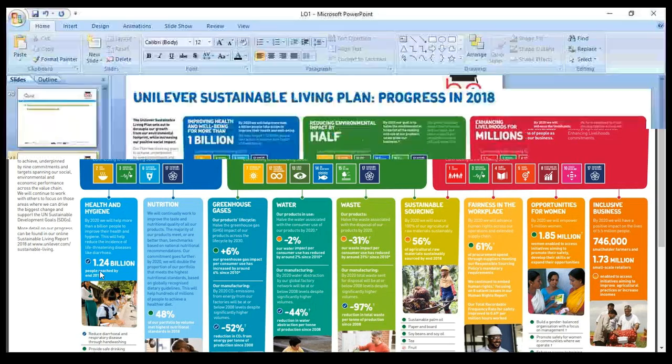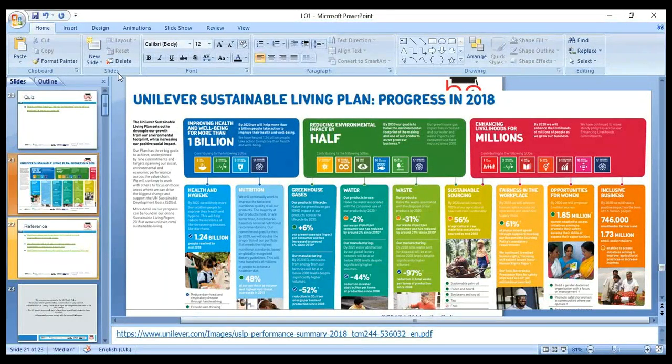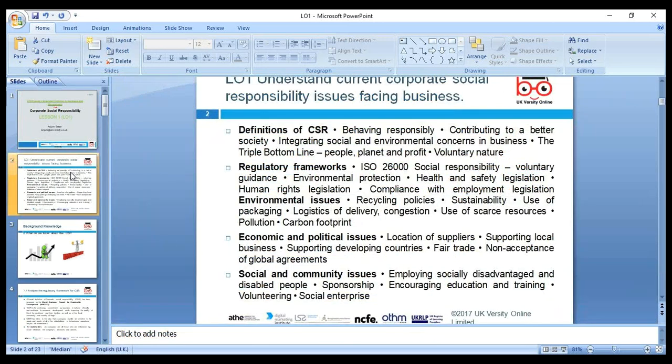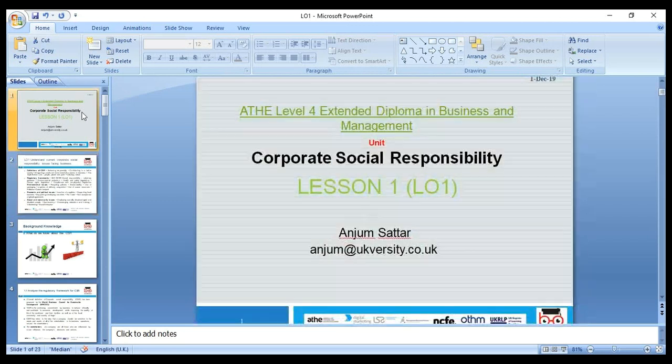Okay, so let's recap. Today we learned about CSR, what is meant by corporate social responsibility. We looked at the planet, the profit, and the people side of CSR, and we quoted various company examples like Marks and Spencer and Unilever, so please go through these. We discussed ISO 26000, the international standard. We looked at the balanced scorecard and the triple bottom line concept as well. So in today's lesson 1, we covered LO1.